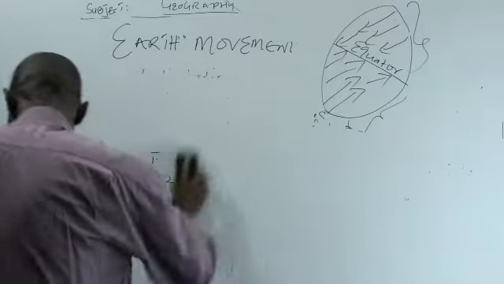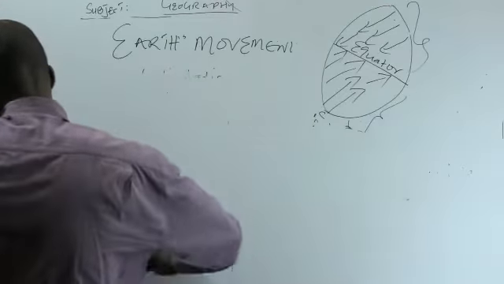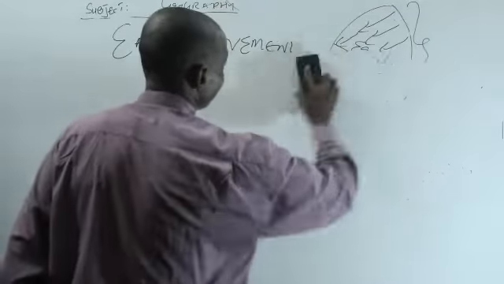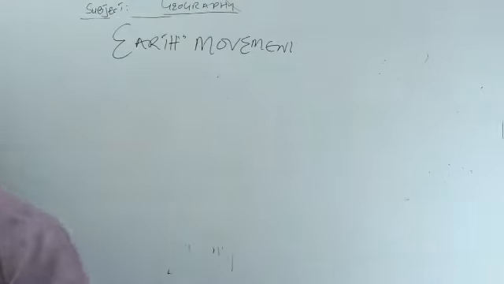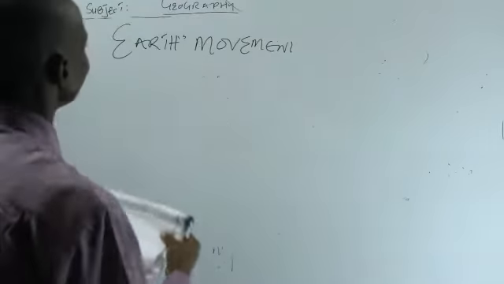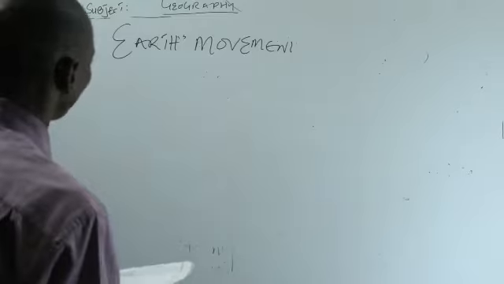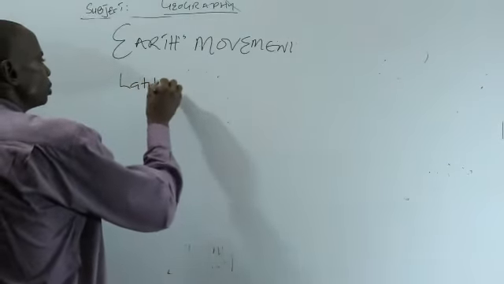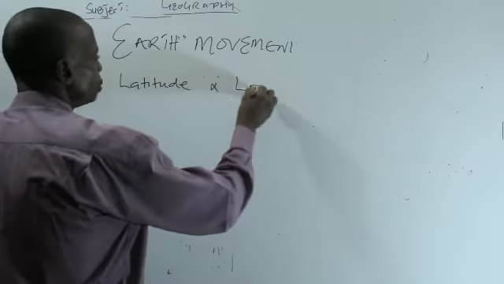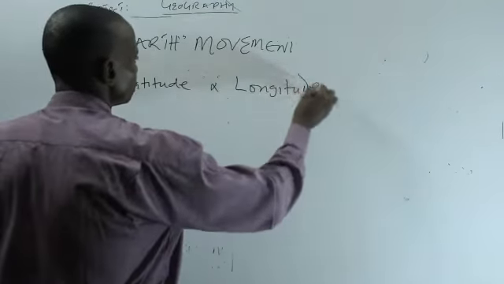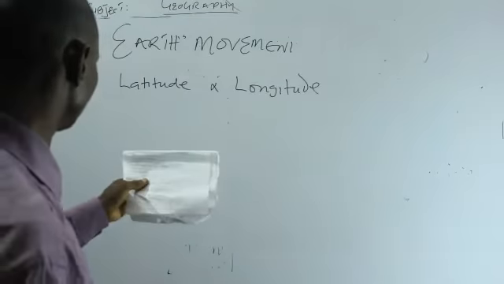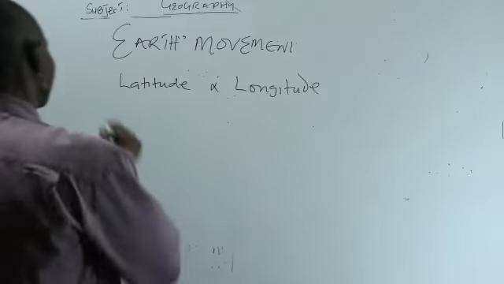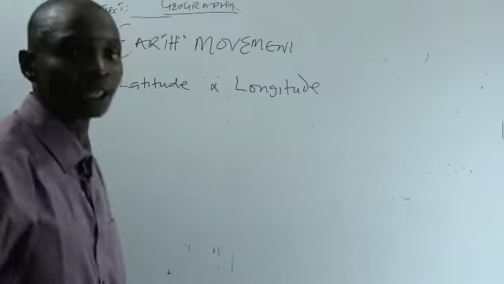Now, we are going to look at this earth movement. For us to understand it perfectly, we are going to step further to look at some of the lines on the earth. We are going to look at latitude and longitude, because we cannot complete this topic without talking about these 2 lines, latitude and longitude.